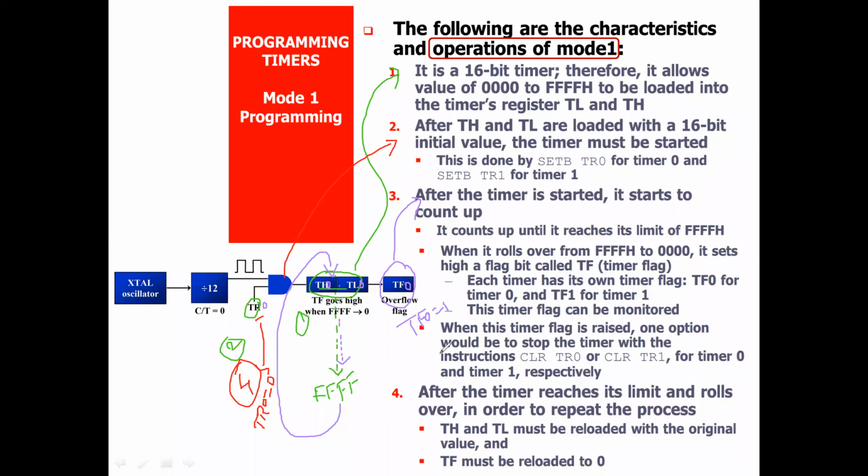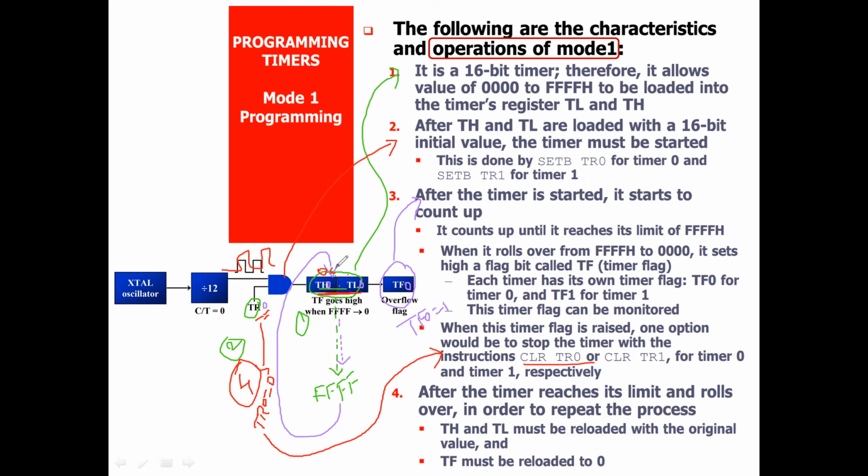So this is the exact operation. The first step is loading the value here. When you set this particular bit, the timer will start to run. There will be a clock, and this clock will automatically increment this register. It will be incremented till the maximum value. When it reaches the maximum value, another increment causes an overflow, and the value goes from all FF to 0000.